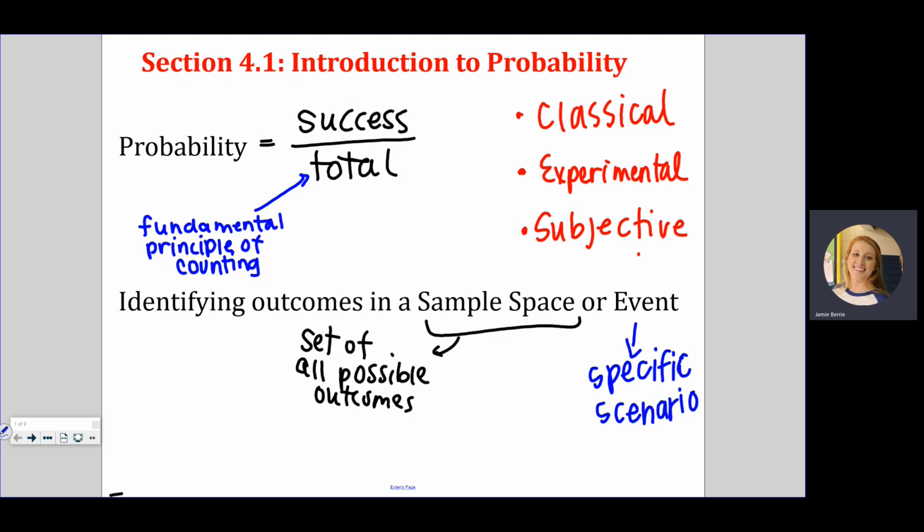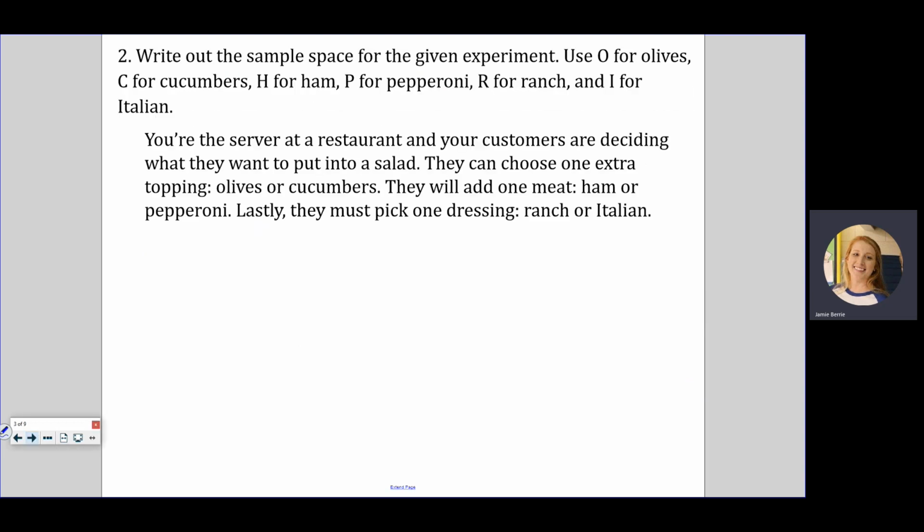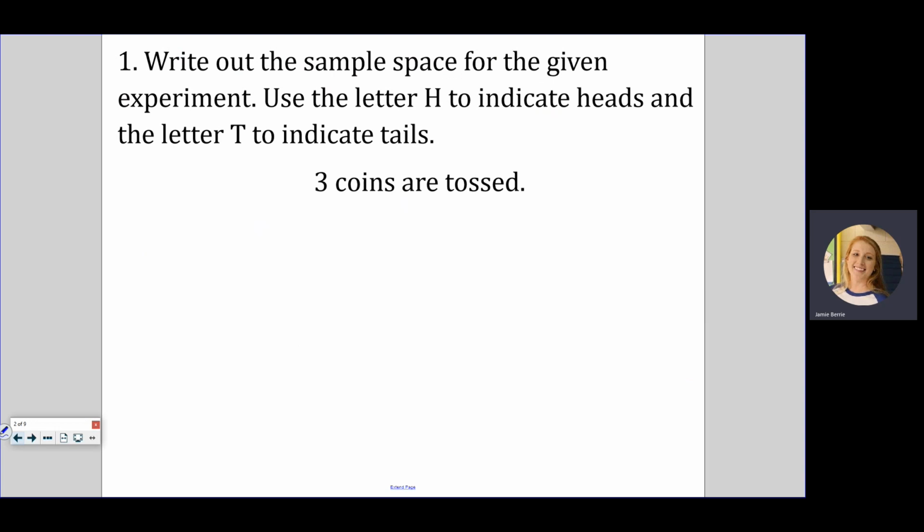All right, so let's look at our examples. I think you're gonna find these are pretty easy. This one says, write out the sample space for the given experiment. Use the letter H to indicate heads and the letter T to indicate tails. 3 coins are tossed.